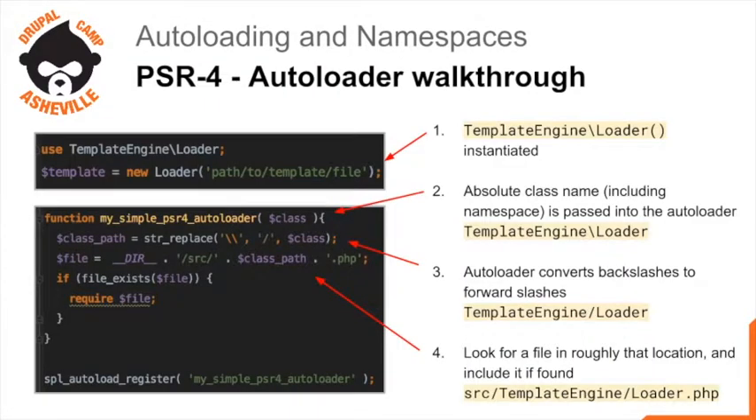All right, oh look, we walked through it. Here we go. I instantiate the template engine loader. It comes in like this. The class name here, that class variable, looks like this. Then I turn that backslash into a forward slash and check if that file exists in that folder. And that's PSR-4 autoloading.